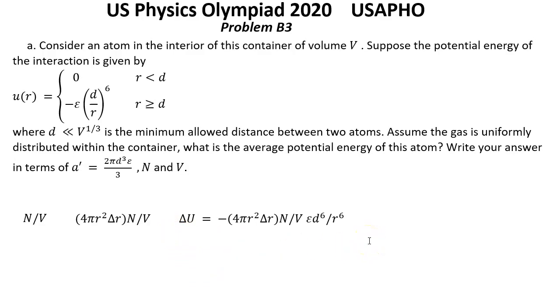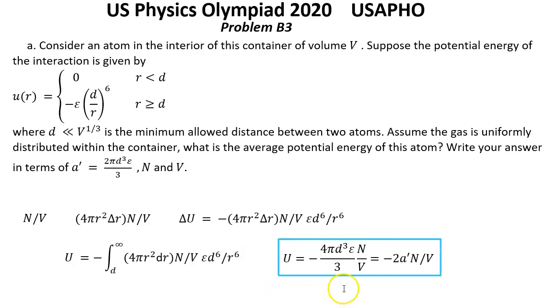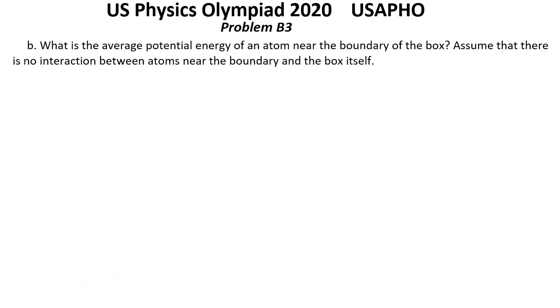Then the potential energy is given by the integral from d to infinity, which is this one. And after integration we have this expression, which is in terms of A prime, N and V, equal to negative 2A prime N over V. That was the solution for question A.